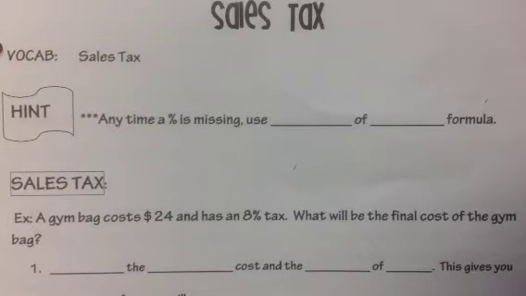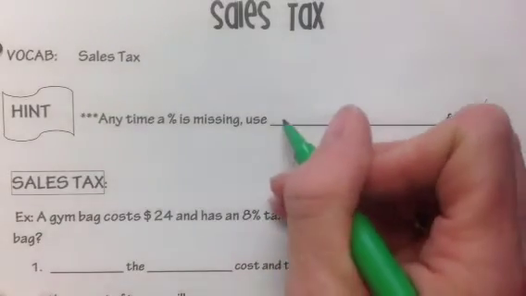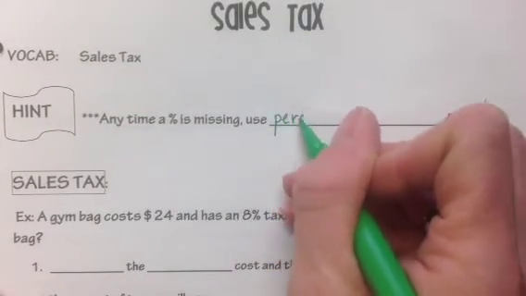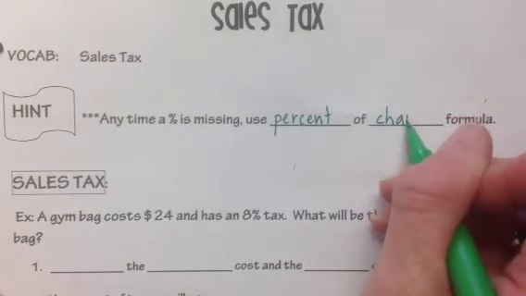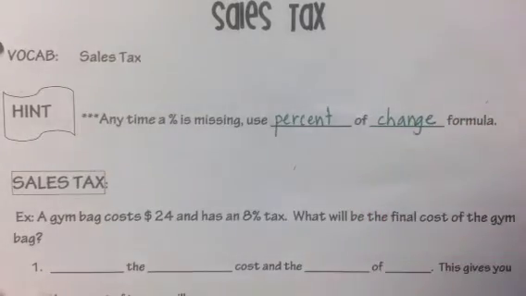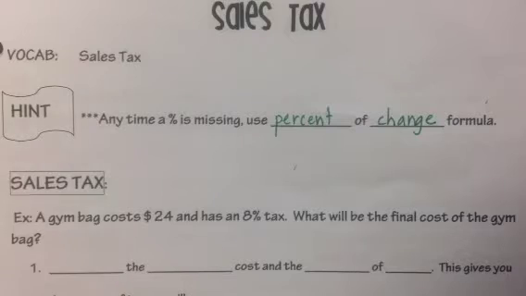Okay, so let's talk here about our notes. First of all, there's a hint. Anytime a percent is missing, please use percent of change. So whenever you're missing a percent, please use percent of change. Some of you will be missing the percent, some you'll be missing the original price, some you'll be missing the total price. And so it's just a matter of trying to find what it is you need to.